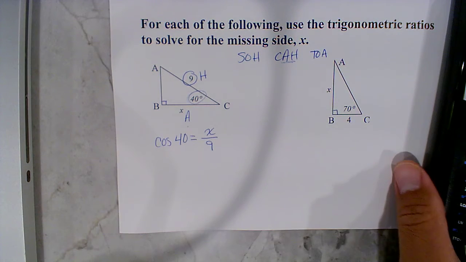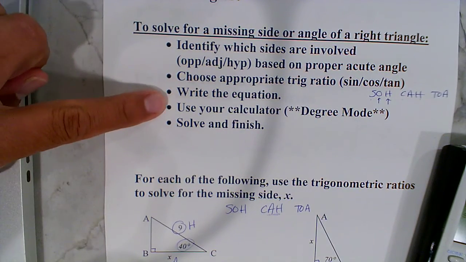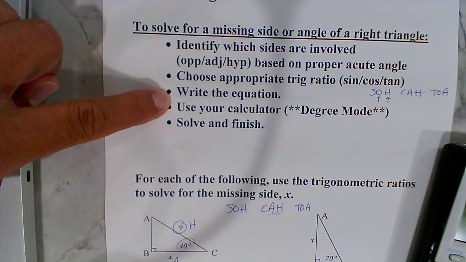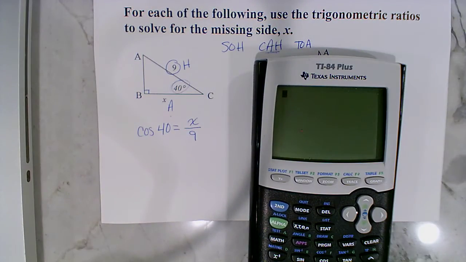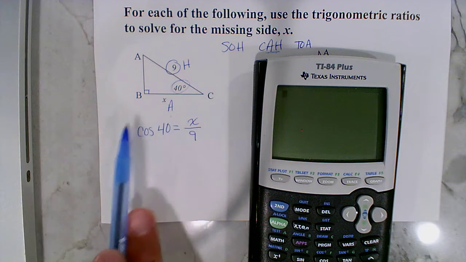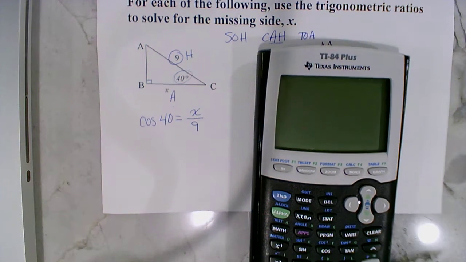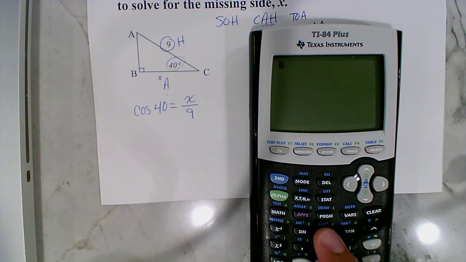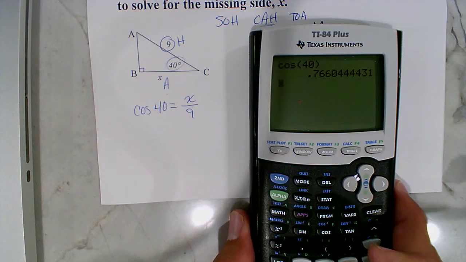All right, now, the next step after you choose the appropriate trig ratio was to write the equation, did that too, and now we'll use our calculator. So I need to know what the cosine of 40 degrees is. So I type, I want to make sure you can see this, cosine 40. You want to close parentheses, you don't have to, and I hit enter. Oh, well that's disgusting. That's okay, they're all going to look disgusting for the most part.